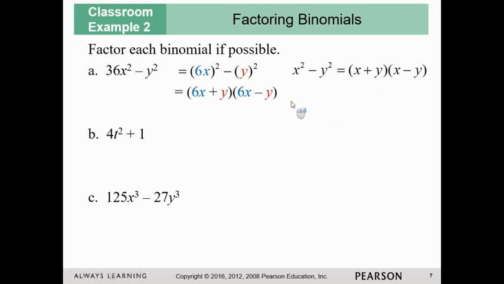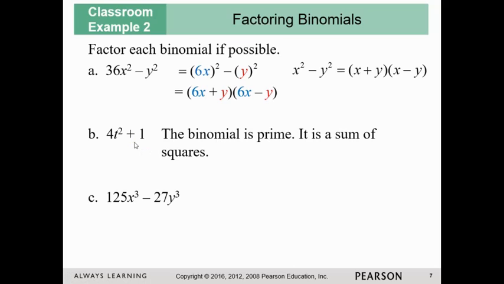And remember, we're using the difference of two squares formula here. So here we have it. We put the square root of the first plus the square root of the second times the square root of the first minus the square root of the second. So that's the difference of two squares. And in B, we have a sum of squares. But remember, there is no special factoring formula for sum of squares. So the binomial is prime. And remember, prime means that it can't be factored any further.